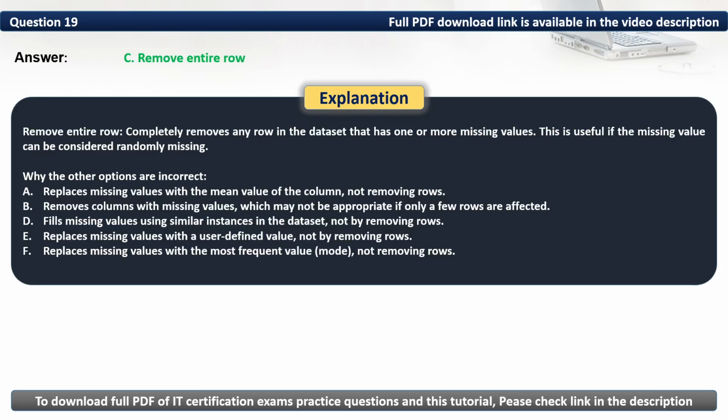Remove entire row. Completely removes any row in the dataset that has one or more missing values. This is useful if the missing value can be considered randomly missing.